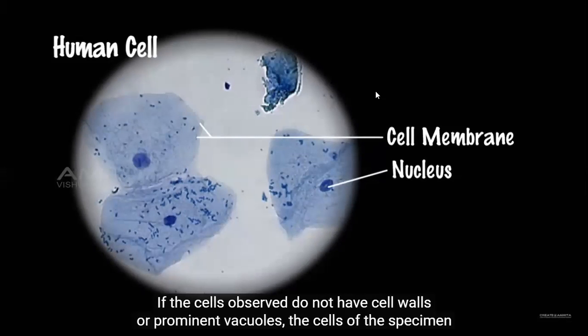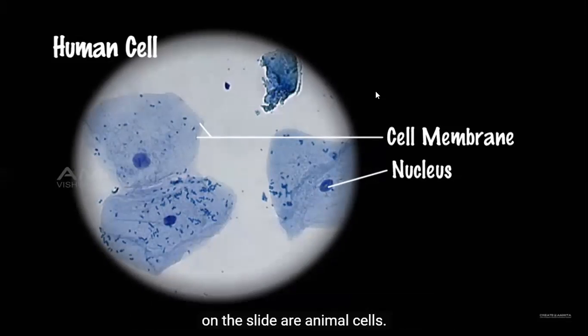Conclusion. If the cells observed do not have cell walls or prominent vacuoles, the cells of the specimen on the slide are animal cells.